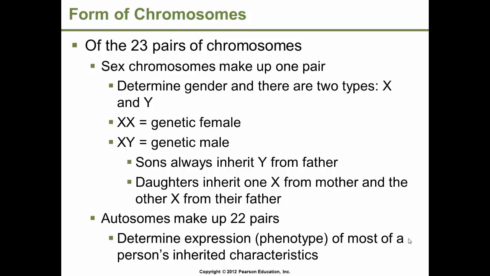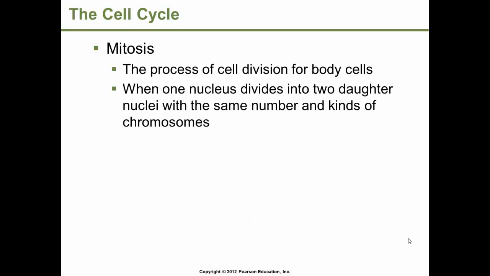Autosomes is the term for the other 22 pairs. These autosomes determine the expression, or the phenotype, of most of a person's inherited characteristics or traits. Mitosis is the process of cell division for body cells, for growth, and for repair. One nucleus divides into two daughter cell nuclei with the same number and kinds of chromosomes, so mitosis produces identical cells.